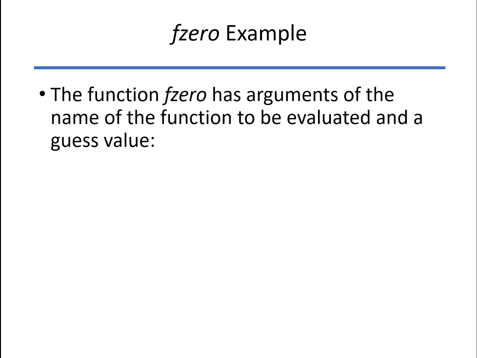Okay, so when you use fzero, notice that we have two arguments. First is the name of the function with that @ sign before it, and the second is the guess value. So just like we did in Excel, we'll guess a value of 10, and we get that root of 5.6577, the same one we got in Excel.